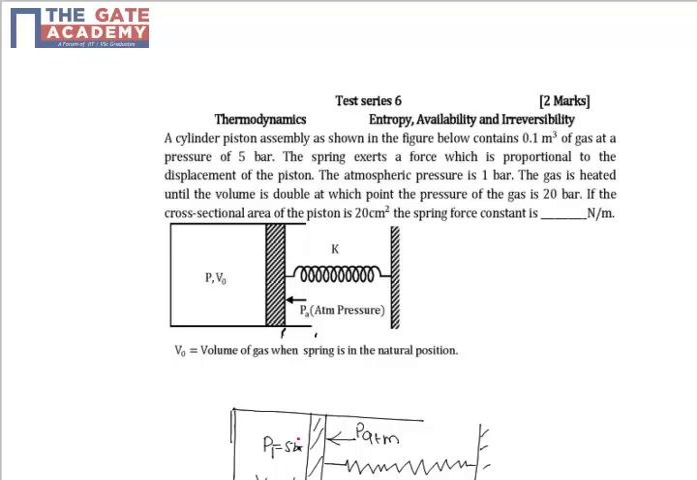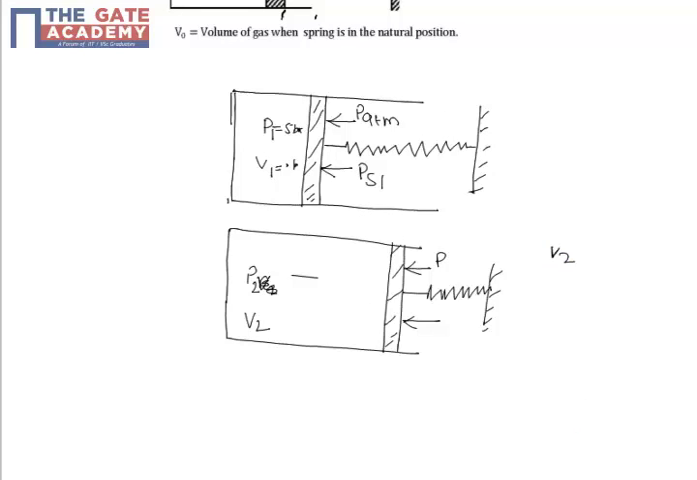0.1 meter cube. Now the spring exerts a force which is proportional to the displacement of the volume, it is given, and the atmospheric pressure is given as 1 bar. The gas is heated until the volume is double, so V2 is 2 times V1, that is equal to 0.2 meter cube. So V2 is equal to 2 times V1, that is equal to 0.2 meter cube, and the P2 value is given as 20 bar.